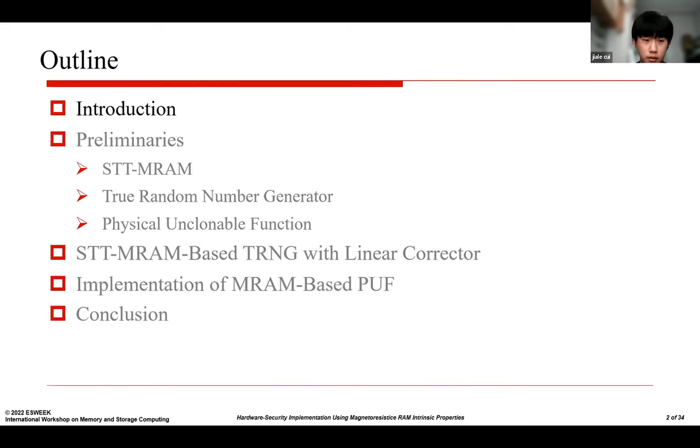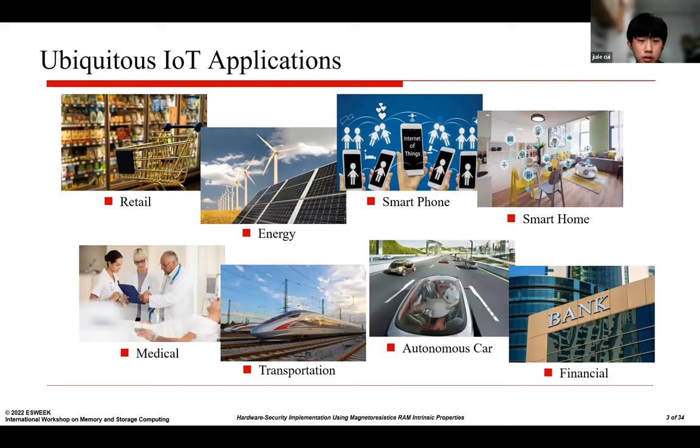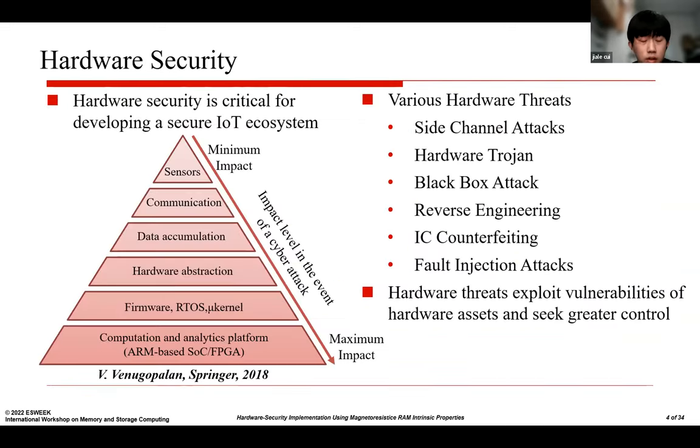First, let's talk about hardware security on IoT devices. IoT is really everywhere, whether in retail, energy, smart home, or transportation. There is pretty much no one who doesn't want to use IoT devices anymore. We use these devices every day and allow them to access our private information. Therefore, hardware security is critical for developing a secure IoT ecosystem.